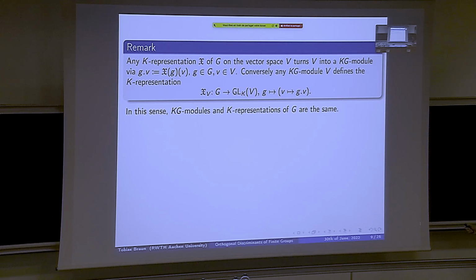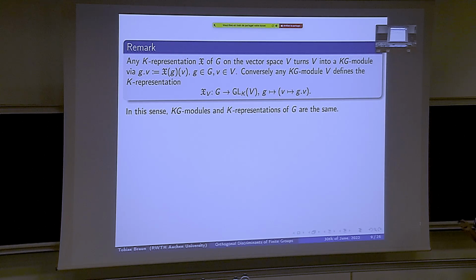Conversely, if you have a KG module V, then the group acts on the vector space because it's a KG module, and it acts as automorphisms of the vector space because group elements are invertible. So you get a representation again. So these two concepts are actually the same.